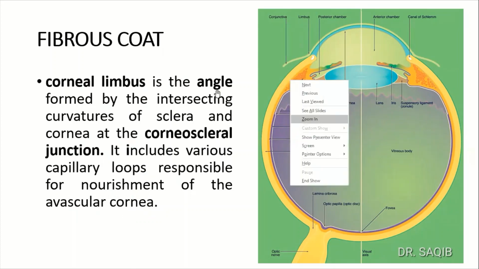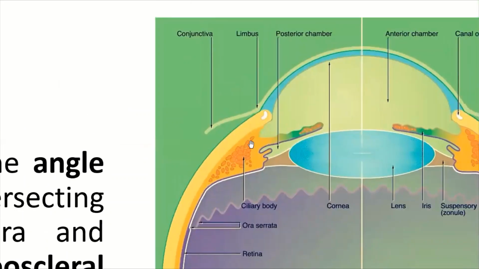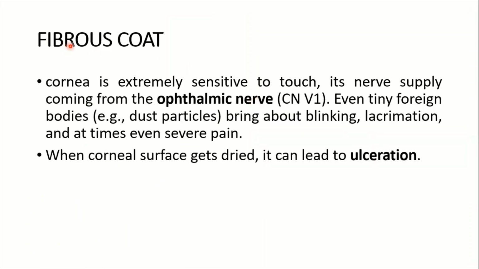So let me now enlarge it for you. So you see, this is the limbus at the corneoscleral junction, this angle formed over here. Cornea is extremely sensitive to touch. Its nerve supply comes from the ophthalmic nerve, the first part of the cranial nerve, trigeminal. Even tiny foreign bodies, for example, dust particles, bring about blinking, lacrimation, and at times even severe pain.